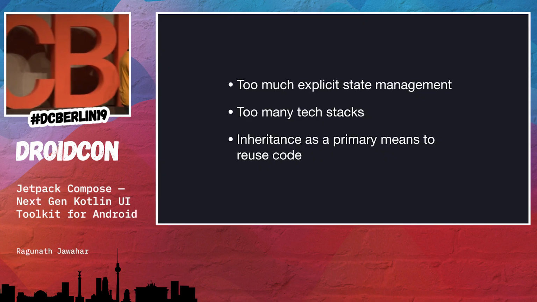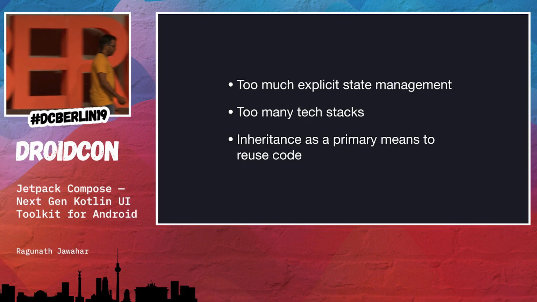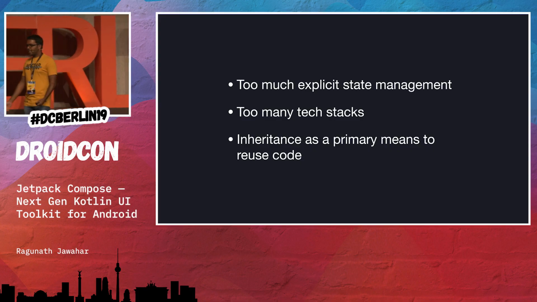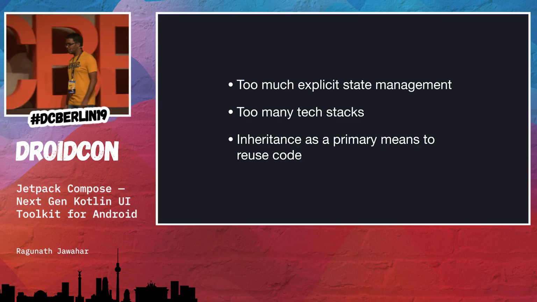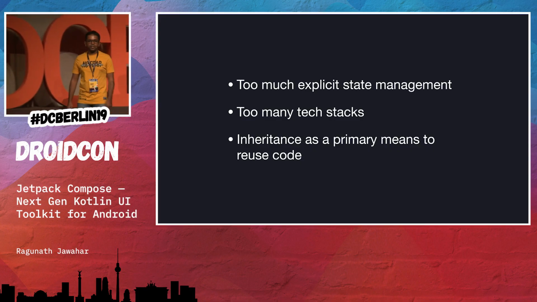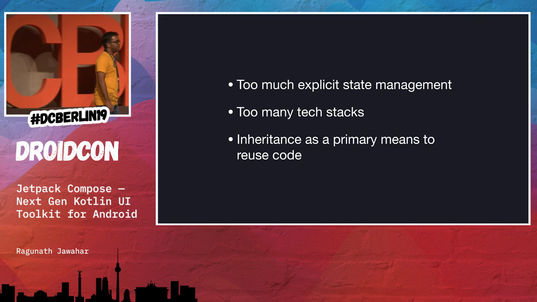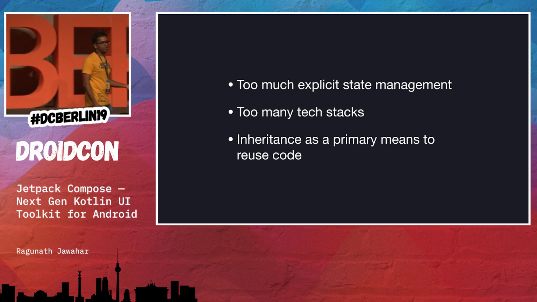So you notice that when we use the current UI toolkit, we're doing too much state management explicitly in the view. There are too many tech stacks to deal with, right? You're writing XML for your layouts, you're probably doing a custom view, then you're writing XML for your custom attributes, then there is styling, then there is theming, and then there is your Java or Kotlin code that comes into writing your view itself.